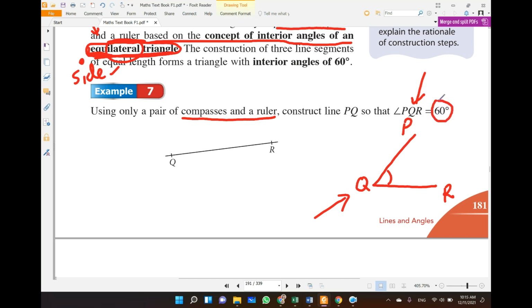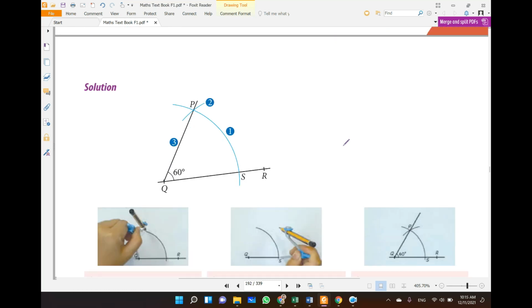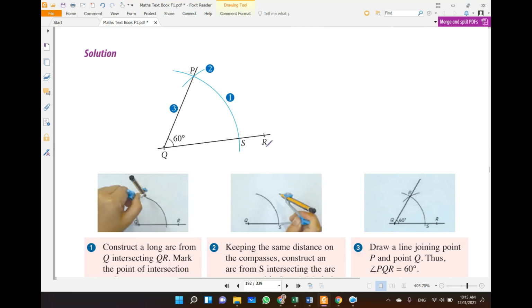So from here, they show you already. Just now, you were having the length of QR. You need to construct PQR. To do that, you just need to draw an arc. That is the first one. This is the first one. You look at the step.